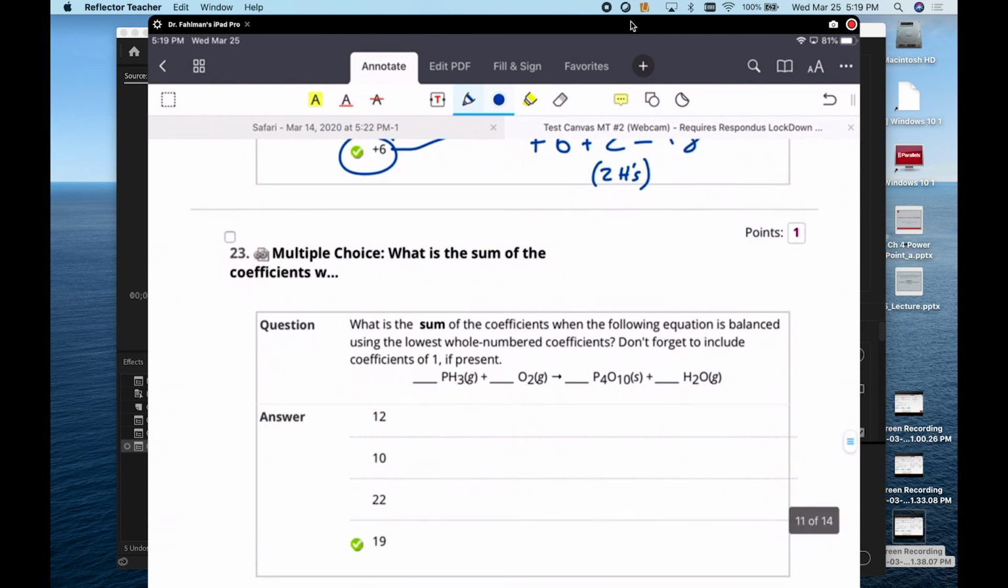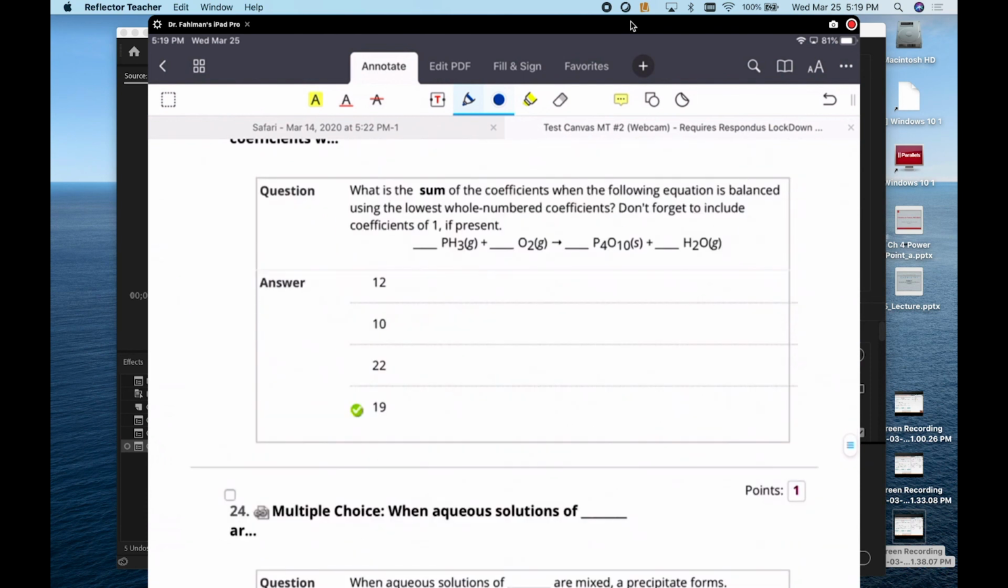And then just a balancing equation here. So I would do phosphorus first. So you've got a 4 there. Then hydrogen. So if you do that, you've got 12 there. So let's do a 6 there.